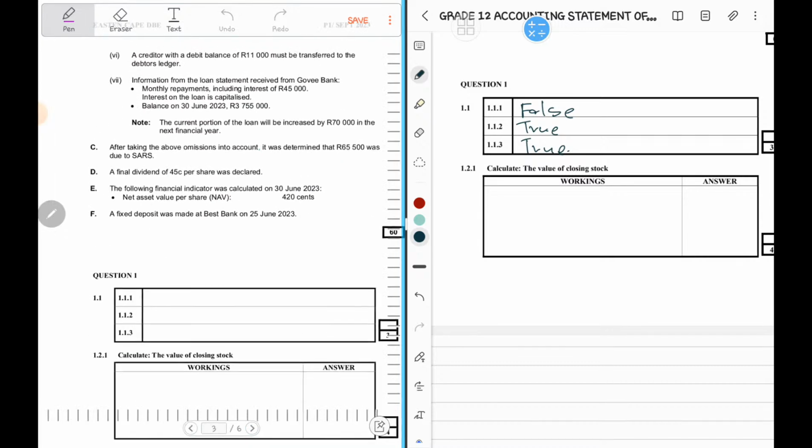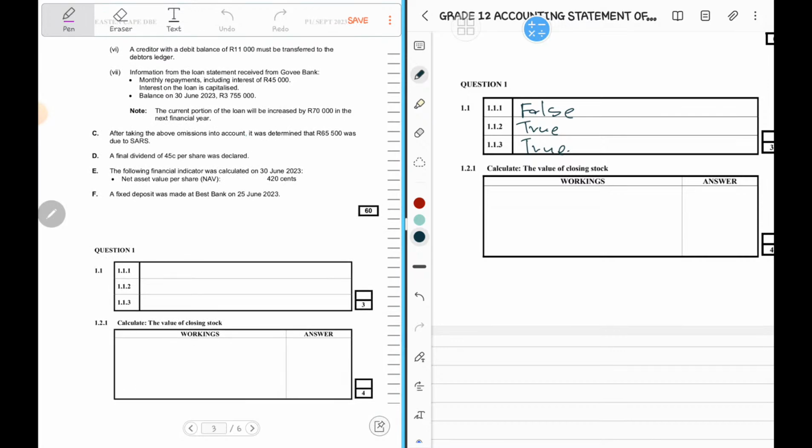Okay, then we are being told that a creditor with a debit balance of 11,000 must be transferred to the debtors ledger. Be careful here. Currently we have a creditor's account with a debit balance, meaning that we overpaid them. When we overpay our creditors, some of them eventually become our debtors. So when they become our debtors, obviously debtors control is going to increase.